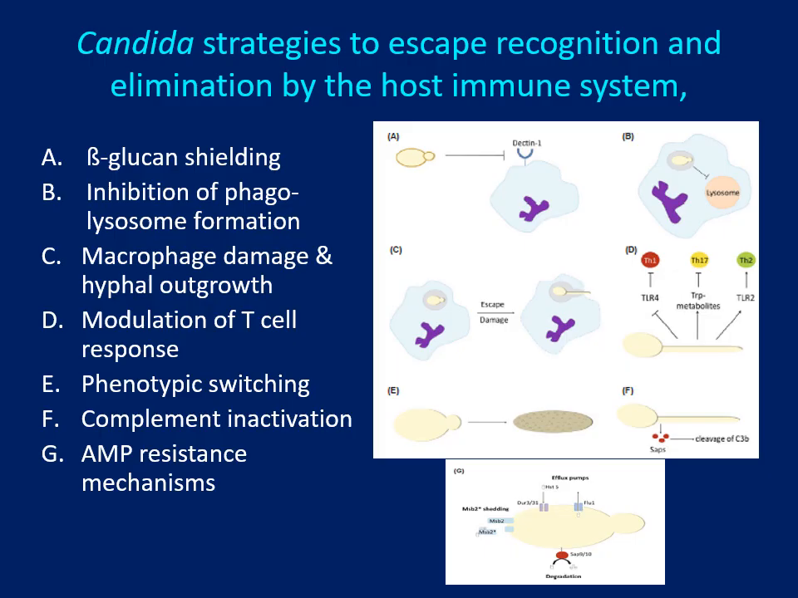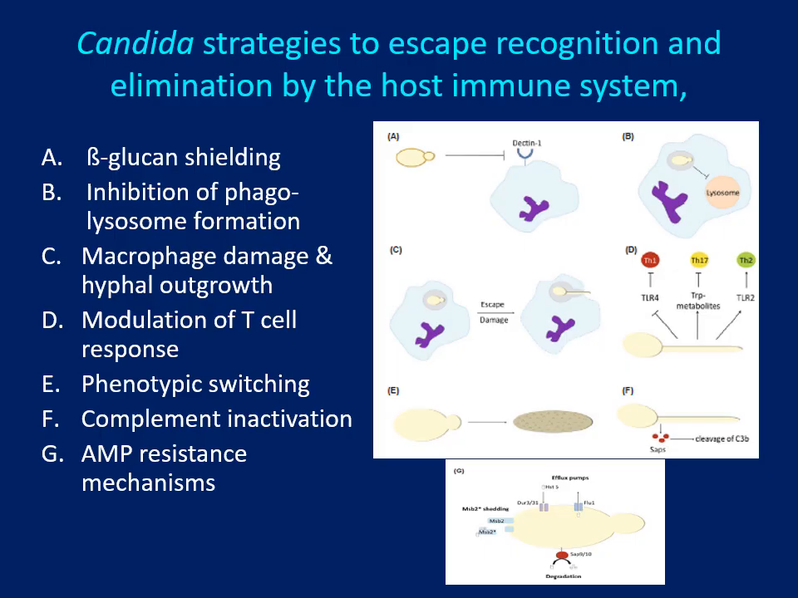So the Candida strategies to escape recognition and elimination by the host immune system are numerous. The beta-glucan shedding, as you can see here, the inhibition of phagolysosome formation, which occurs within the cell, the macrophage damage, and the hyphal overgrowth, as you can see here, because usually the macrophages are destroyed and the hyphae will grow uninterrupted.